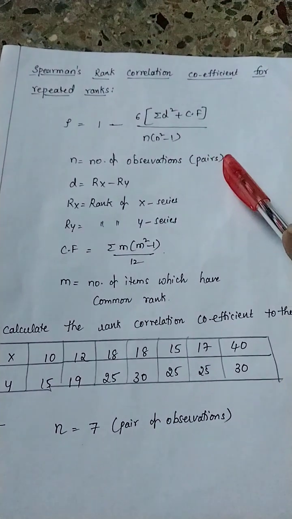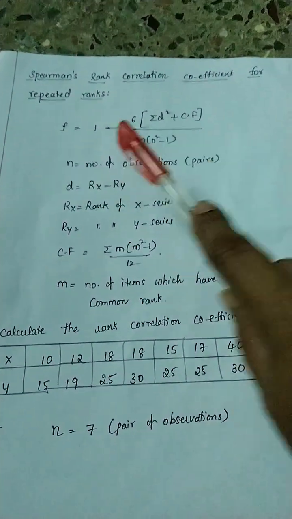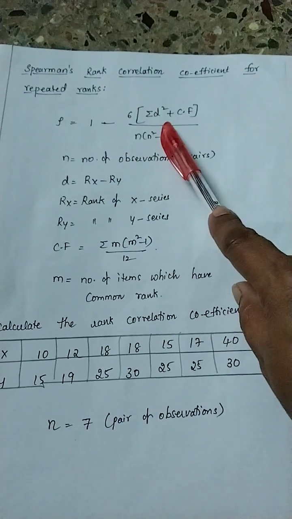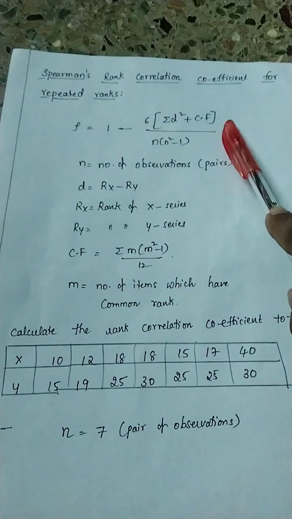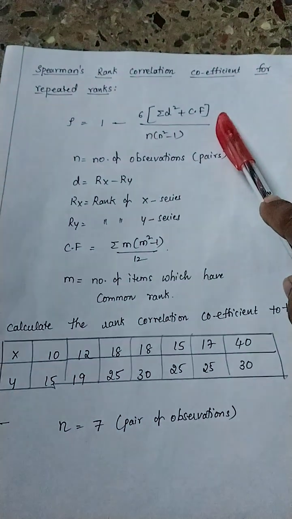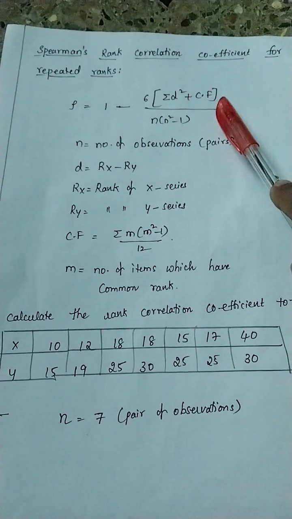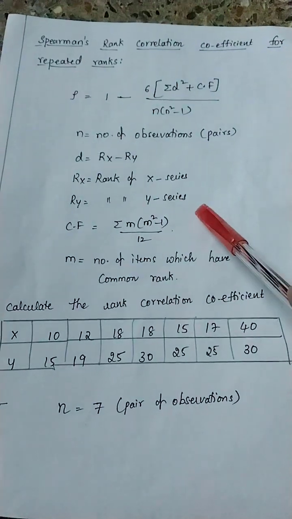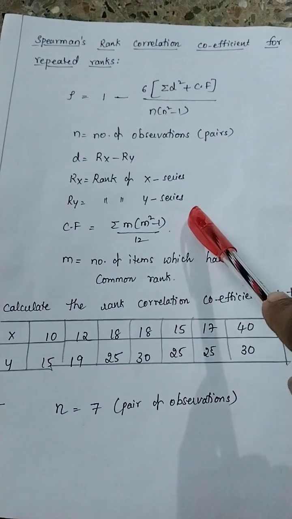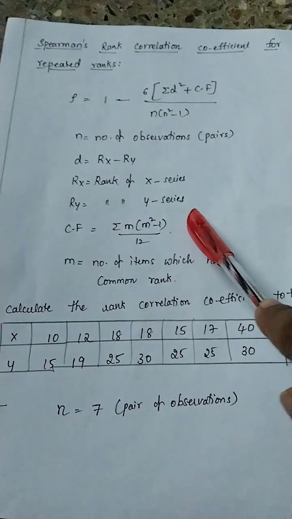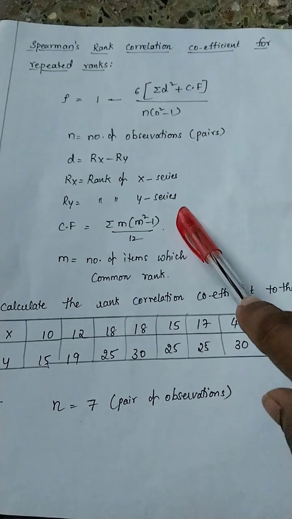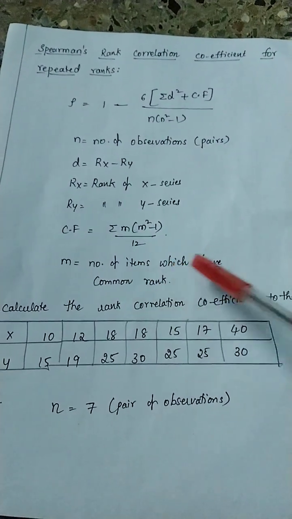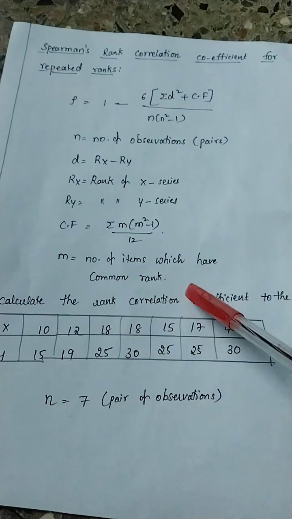Here, the formula for repeated ranks is rho equals 1 minus 6 into summation d square plus CF. CF means correction factor, where the correction factor is the formula summation m into m square minus 1 by 12. This is the formula for correction factor. Why we are using m here: m is the number of items or values which have common ranks.